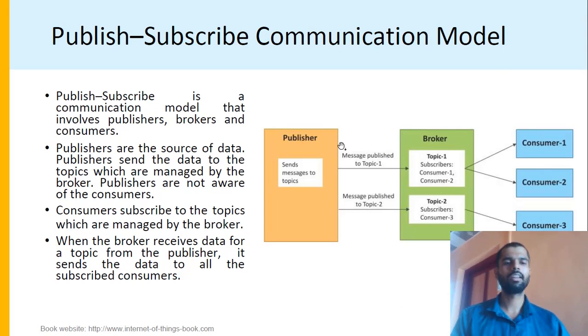The diagrammatic representation of the publish-subscribe communication model is like this. When the broker receives the data for a topic from the publisher, it sends the data to all the subscribed consumers. That means here there is a broker which sends the data to all its consumers. There is more than one consumer here.